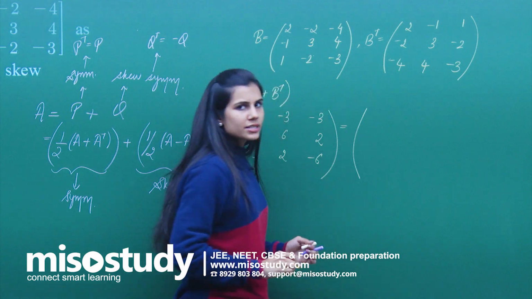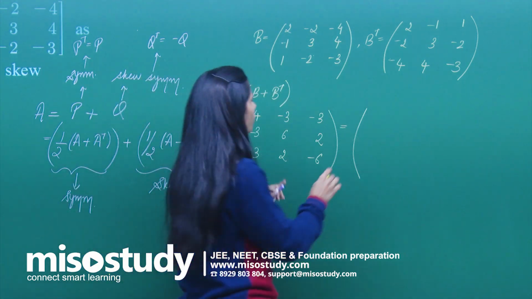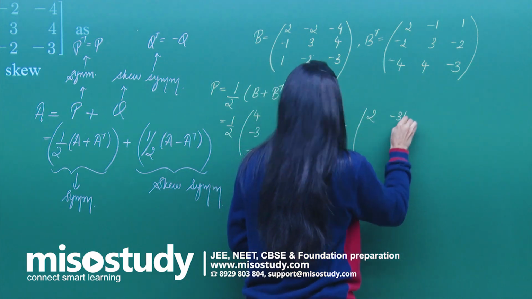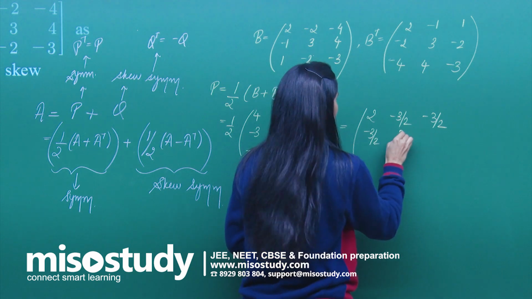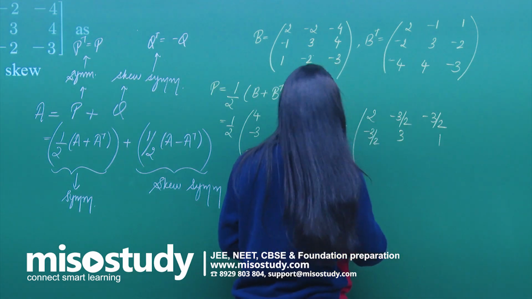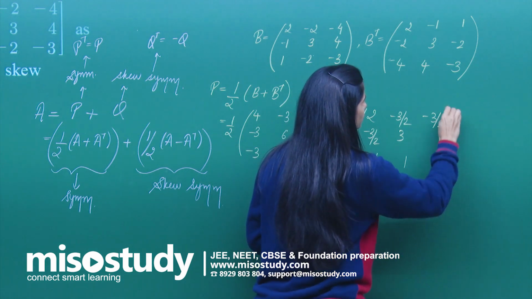Scalar times a matrix gives you a matrix wherein each entry is multiplied with that scalar. So 4 by 2 gives you 2, then here it is minus 3 by 2, minus 3 by 2, minus 3 by 2, 6 upon 2 is 3, 2 upon 2 is 1, then again minus 3 by 2, 2 upon 2 is 1, minus 6 by 2 is minus 3.